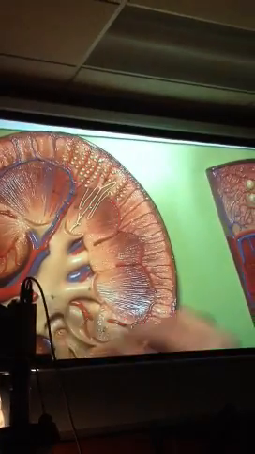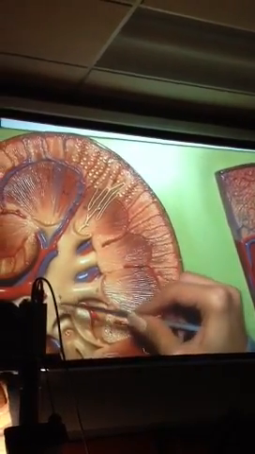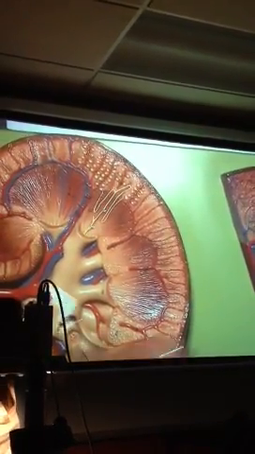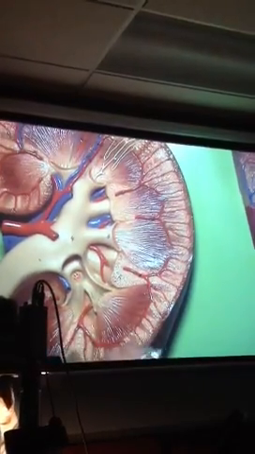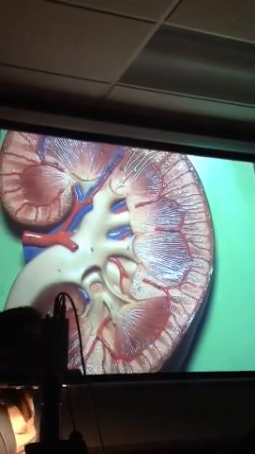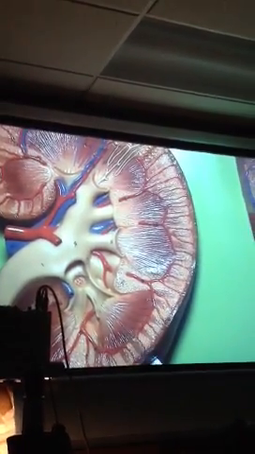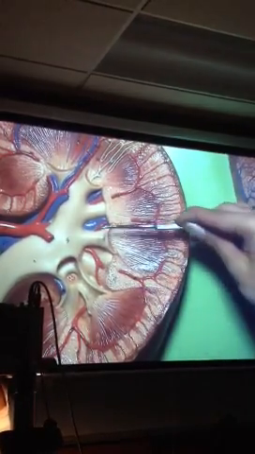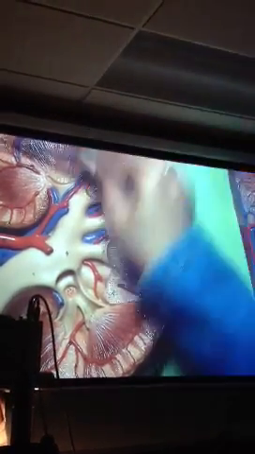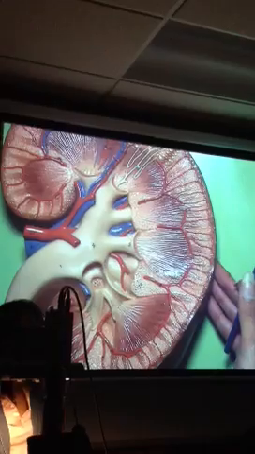What major is that? Right here. And then this would be the ureter. Which one's the renal columns? Between the pyramids. Okay. The cortical tissue between the pyramids.